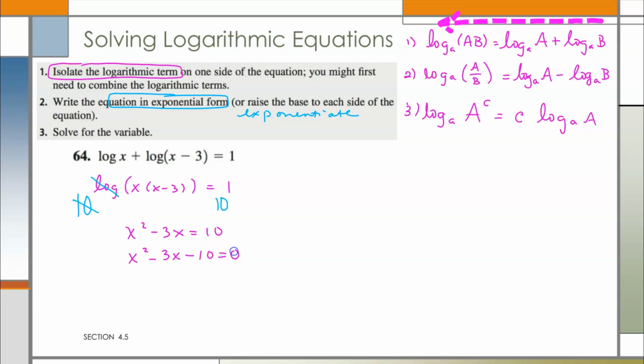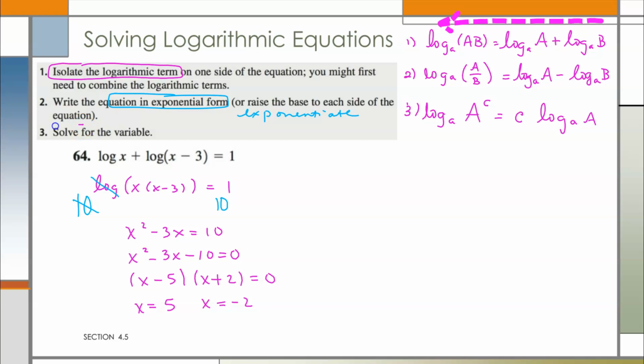How do we solve a quadratic? We're going to solve a quadratic by either factoring or the quadratic formula if it doesn't factor. This one happens to factor. We end up with x equals 5, and we end up with x equals negative 2.